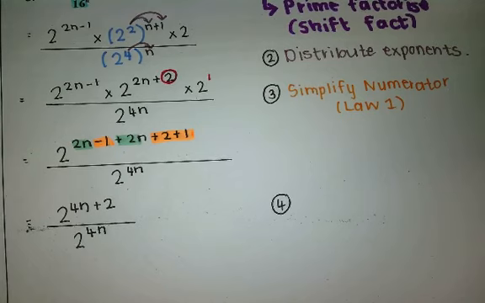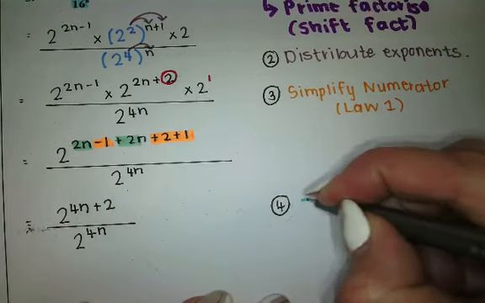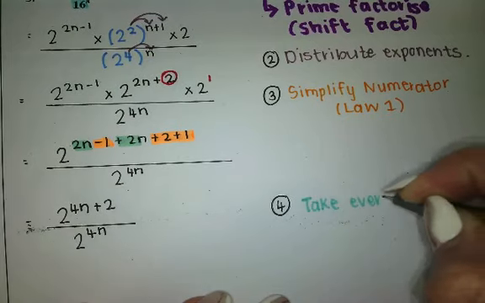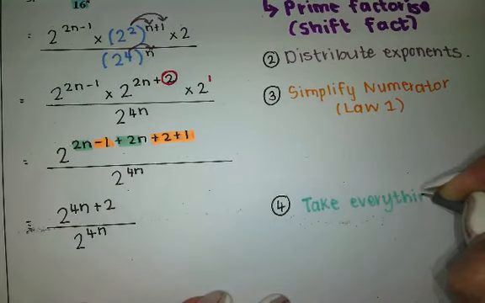Our fourth step, grade 10s, is to take everything to the top. Take everything to the top. Or use law 2, which is when your bases are the same and you're dividing, you subtract. Okay, but I like to just take everything to the top.